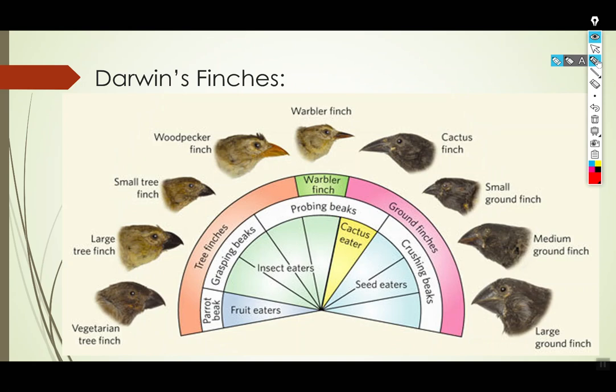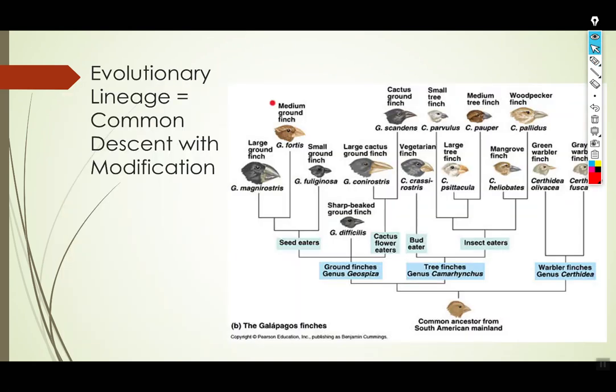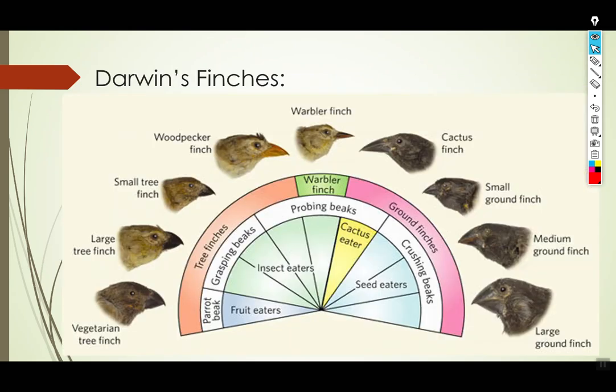Okay, so here we have Darwin's finches. And these are just a handful of the total. In another slide, this one, you'll see some more of them. But the most striking feature of these, and this is what caught Darwin's eye, was that their beaks are shaped specifically for what it is that they eat.